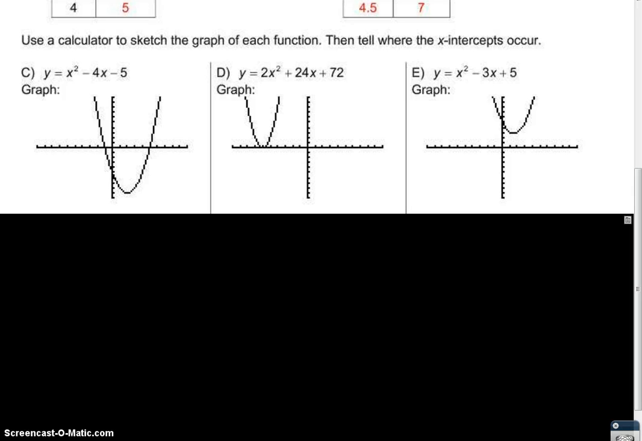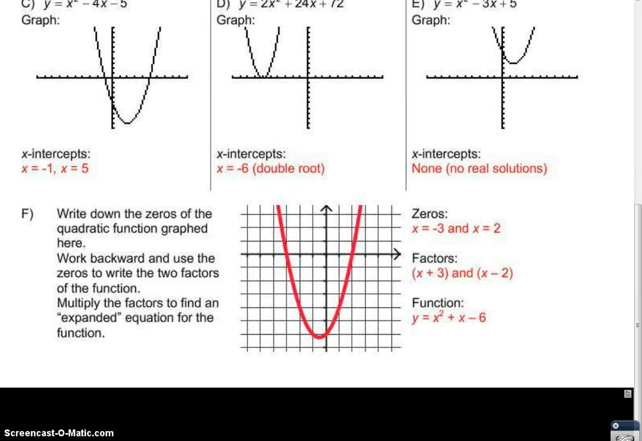It says write down the zeros of the quadratic function graphed here. We're going to work backwards and use the zeros to write the 2 factors, multiply the factors, and find the expanded equation. So let's look at that example. Okay, so in order for me to find my zeros, I'm talking about where they cross the x-axis. So if I look, I cross at a +2 and I cross at a -3. So that's where I got these zeros from.